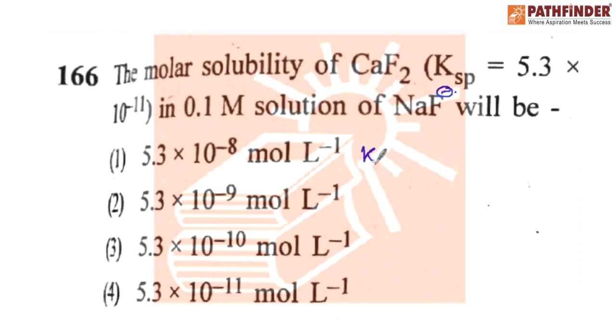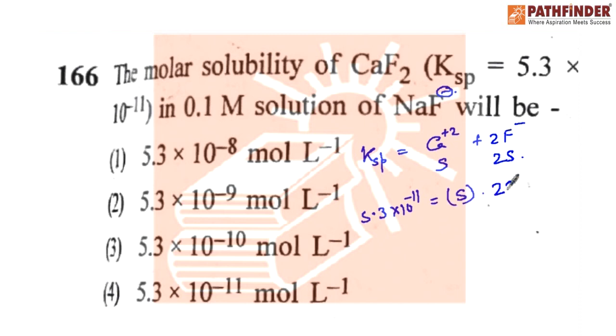Okay, so Ksp will actually be [Ca2+][F-]^2. Suppose the solubility is S, so the fluoride will be 2S, and from NaF there is also fluoride coming. I am directly putting the value 5.3 × 10^-11 equal to S × (2S + 0.1)^2, where 2S comes from the salt and 0.1 from NaF. So obviously solubility is a negligible phenomenon.